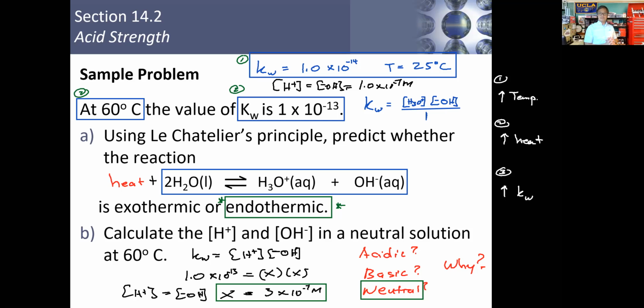Just because you increase the temperature of water doesn't make the water acidic or basic. You still have a neutral solution of water. If you boil water, that water is still neutral. All right, very good.